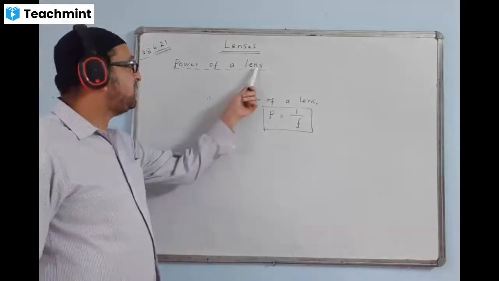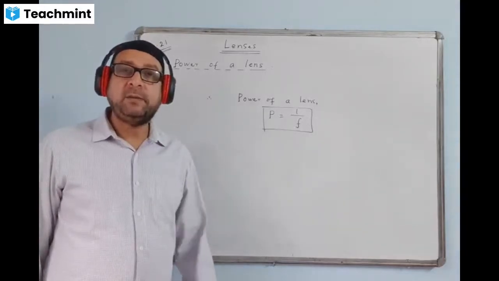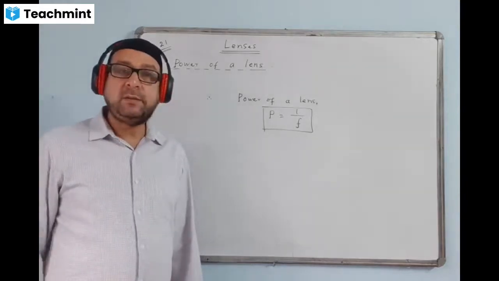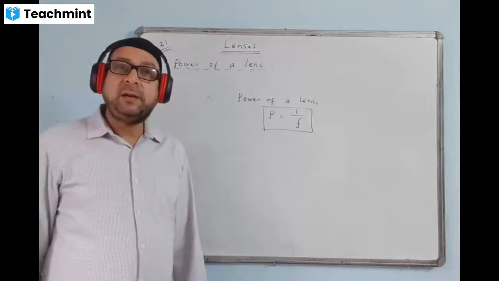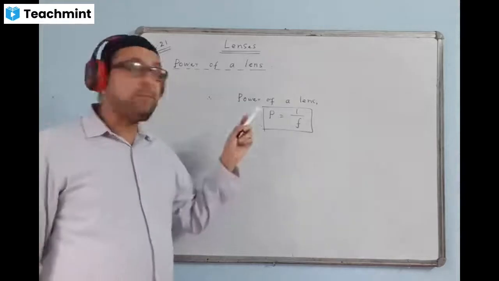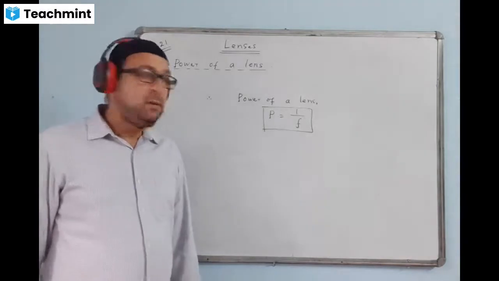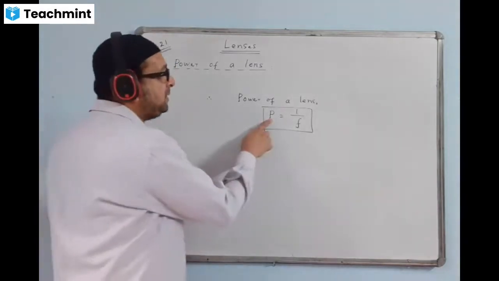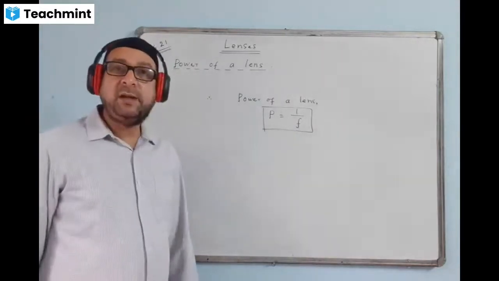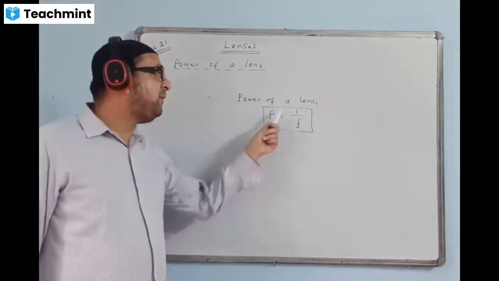The formula of power of a lens is different. Previously, I taught that power is work by time, the rate of doing work. But that was the formula of mechanical power, not the power of the lens. Sometimes we use specs, and the specs have certain powers. That is called optical power. So the optical power formula is different. It is the reciprocal of the focal length. If you say the power of a lens is the reciprocal of the focal length of the lens, it is also correct. The power of the lens formula we got is 1 by F.